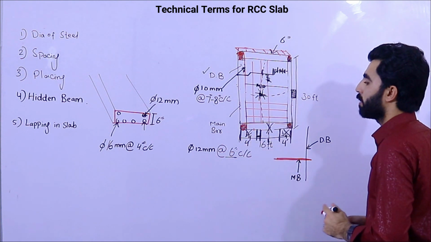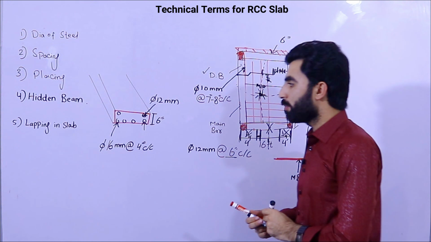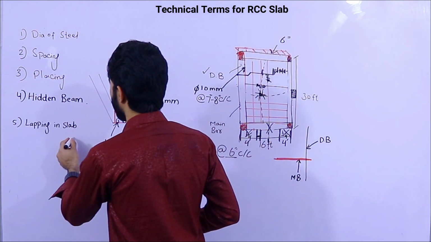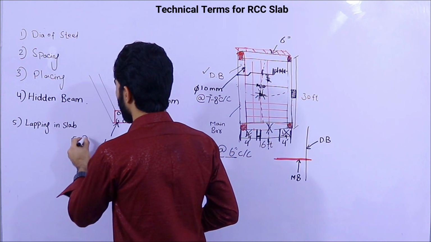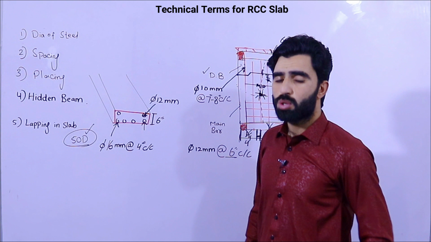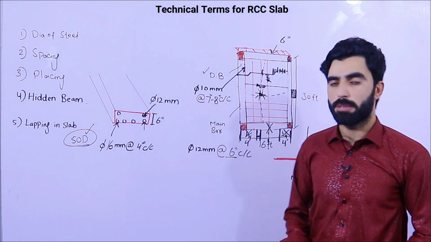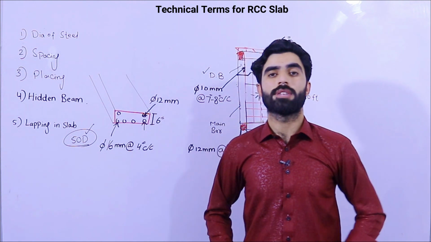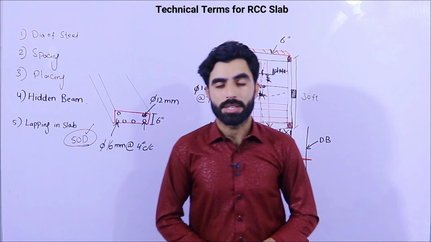This is the best place to provide lapping length, but the lapping length should not be less than 50D in the case of slab, where D is the diameter of the steel rod. If you are not a technical person, then the lapping length should not be less than 1 meter for a normal residential building.